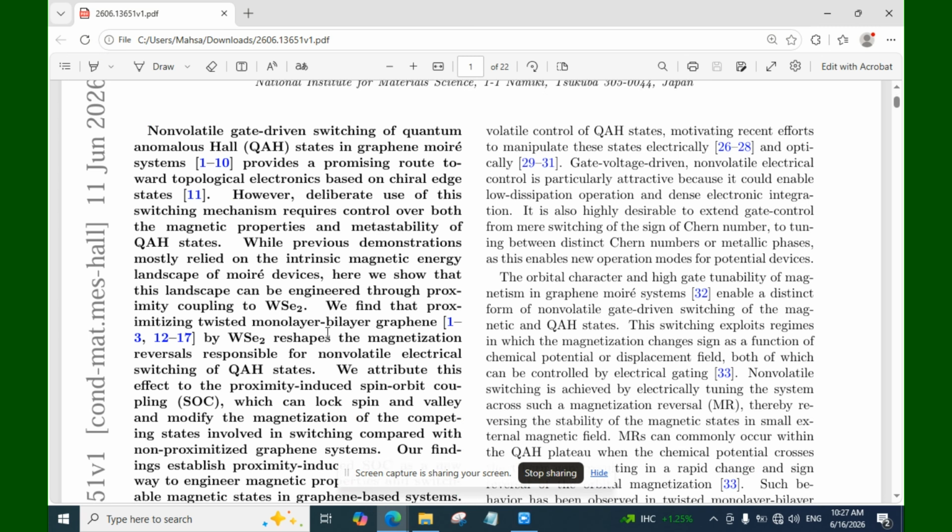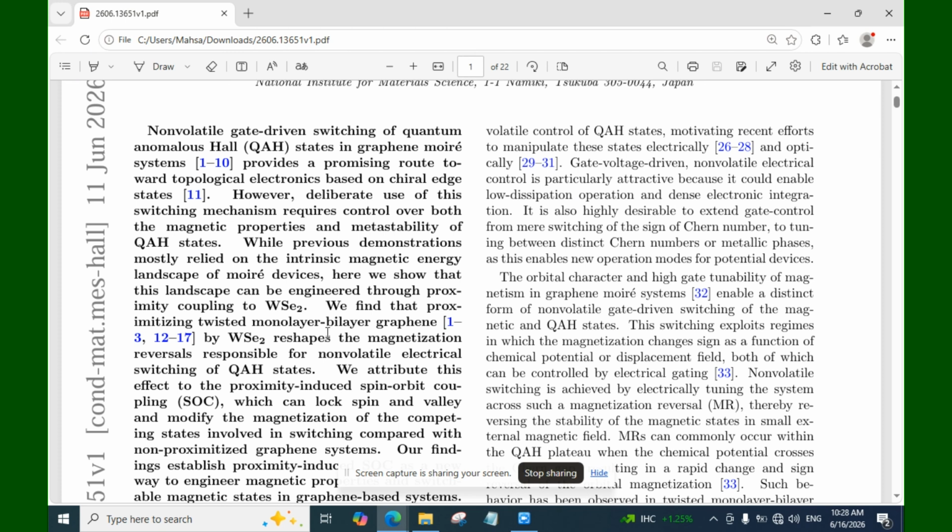Non-volatile gate-driven switching of quantum anomalous Hall, or QAH, states in graphene-moiré systems provides a promising road to topological electronics based on chiral edge states. However, deliberate use of this switching mechanism requires control over both the magnetic properties and metastability of QAH states. While previous demonstrations mostly relied on the intrinsic magnetic energy landscape of moiré devices, here we show that this landscape can be engineered through proximity coupling to WSe2.